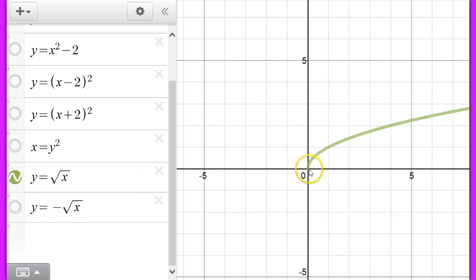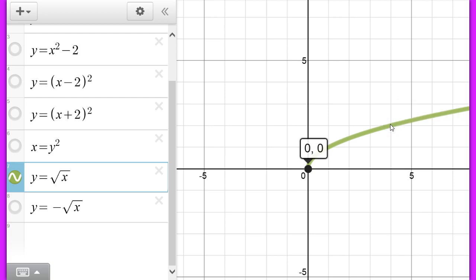Now this point (0, 0) is not called a vertex because obviously this is not a parabola that opens up to the right, it's just the top portion of that parabola. But we have a point called the endpoint, so it's at (0, 0). Now if I slide over 1 and up 1, I should end up at the point (1, 1). So let me hit right on it, there it is, (1, 1). Now I can slide over 4 to the right and up 2, and I'll land right on the point (4, 2). There it is.